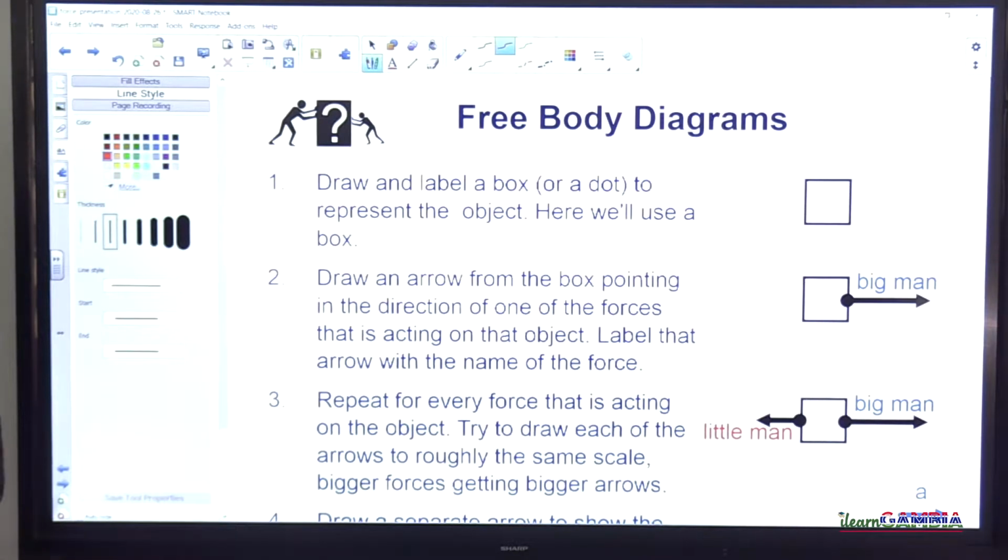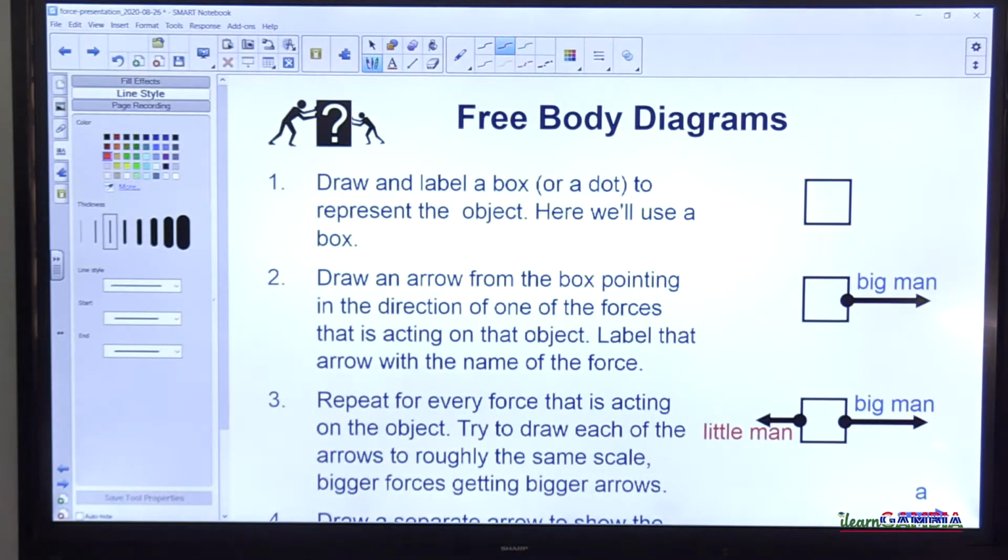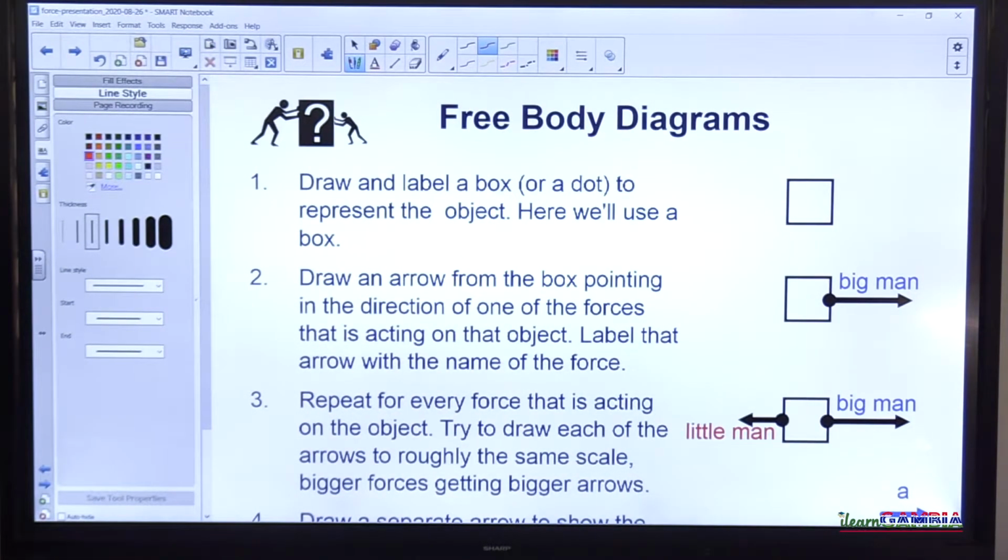Now, free body diagrams. 1. Draw and label a box or a dot to represent the object. Here, we'll use a box, just like I demonstrated earlier on. 2. Draw an arrow from the box pointing in the direction of one of the forces that is acting on the object. Then label that arrow with the name of the force. Number 3, repeat for every force that is acting on the object. Try to draw each of the arrows to roughly the same scale, bigger forces getting bigger arrows.